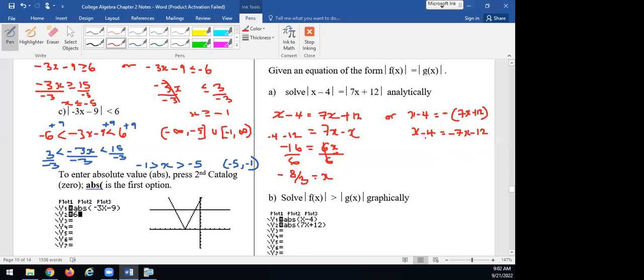All right, so let's solve. So that's going to be x plus 7x equals -12 plus 4. So 8x is equal to -8. And so x is equal to -1.